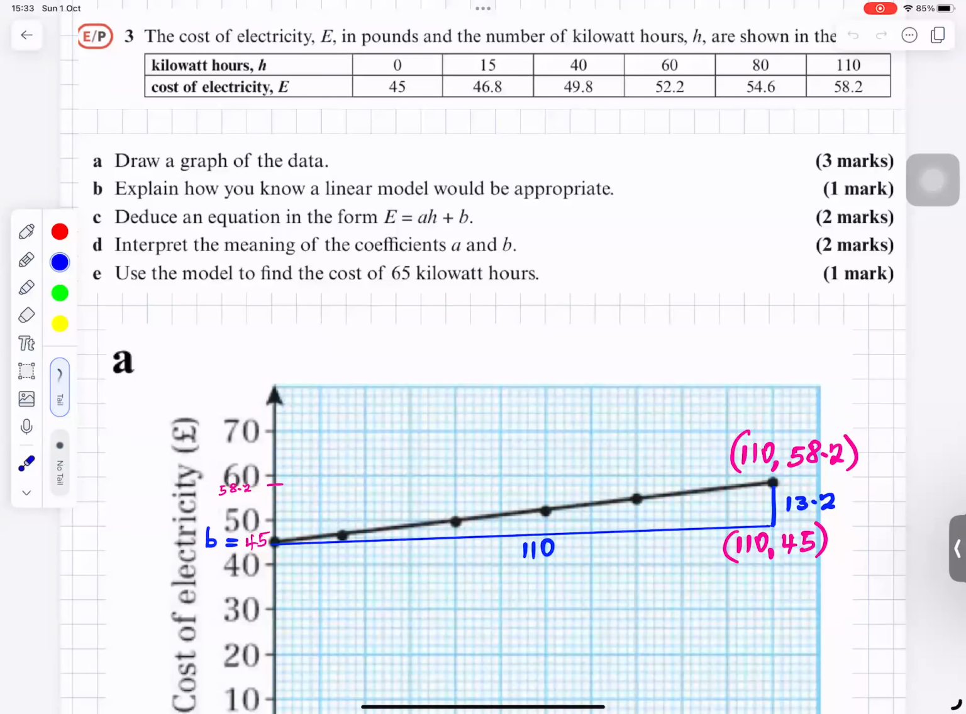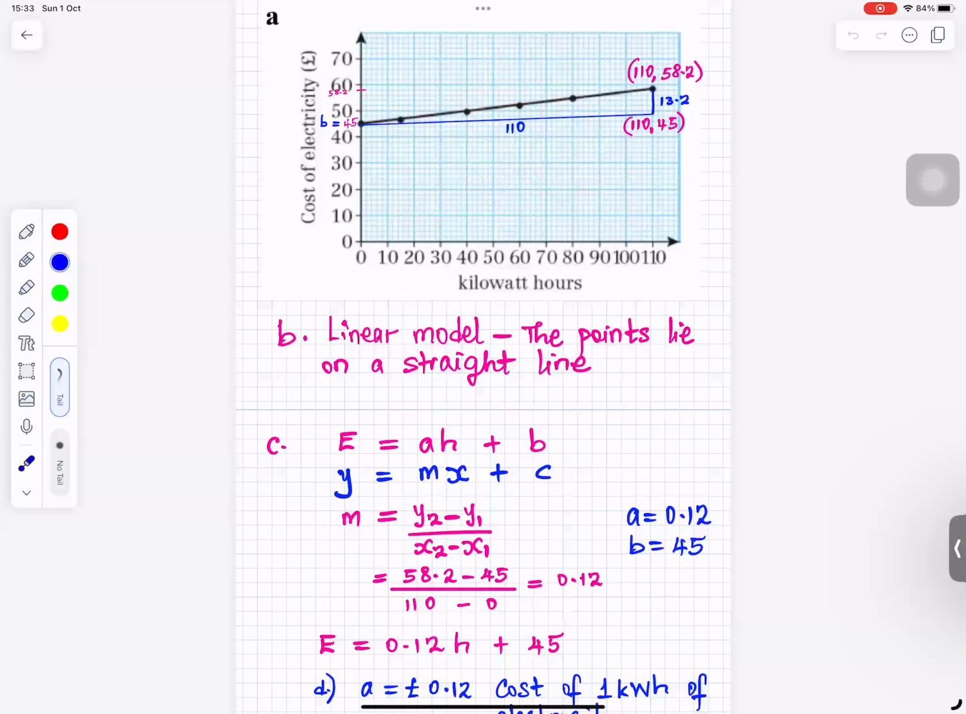Let's read part C. Deduce an equation in the form E equals AH plus B, and that's a 2 mark for part C. So to get that equation without a graphics calculator, you need to calculate the gradient. Y2 minus Y1 over X2 minus X1. So you go onto the graph, you do a triangle, and you can see a triangle there on the graph. The Y2 minus Y1 is 13.2, and the X2 minus X1 is 110. So your gradient will be 0.12.